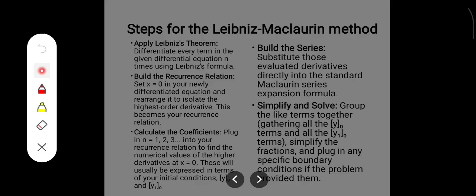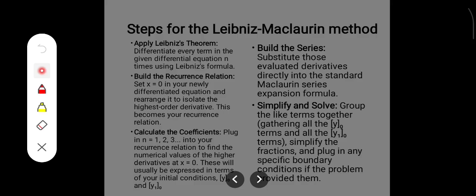Next is to calculate the coefficients by plugging in values of n. N could range from 0 upward or 1, 2, 3 upward. So we'll plug in the values of n into your recurrence relation to find the numerical values of the higher derivatives at s equal to 0. This will eventually be expressed in terms of your initial conditions, which are y of 0 and y1 of 0.